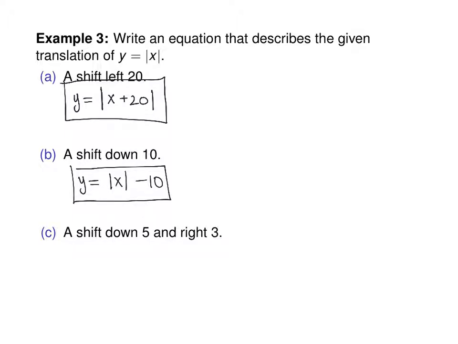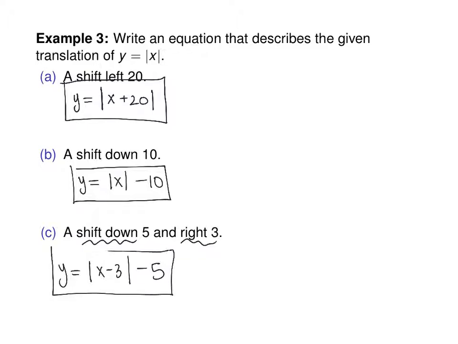And now lastly, what if we do both, a shift down 5 and right 3? Well, let's do the right 3 first. That's going to be x minus 3 inside the function. And then down 5 will be minus 5. And going down 5 and right 3 is the same as right 3 and down 5. So down 5 over 3 is equivalent to over 3 down 5.